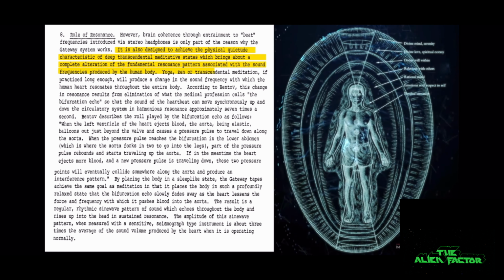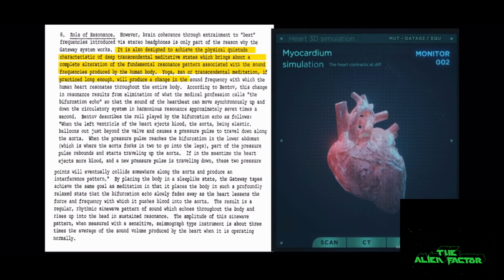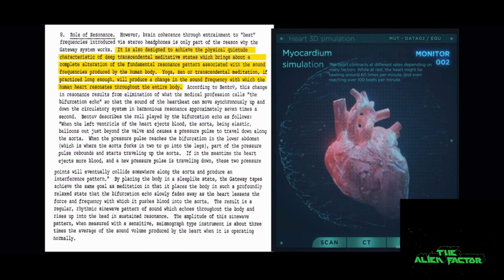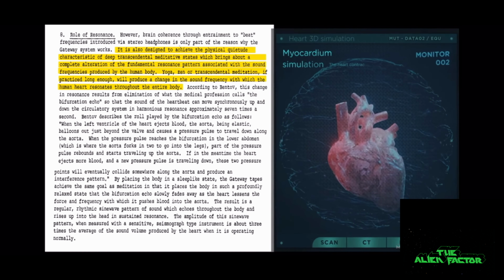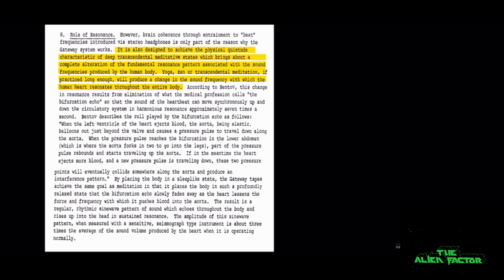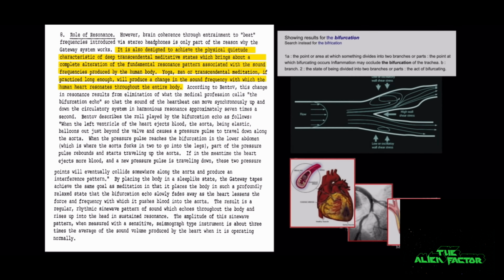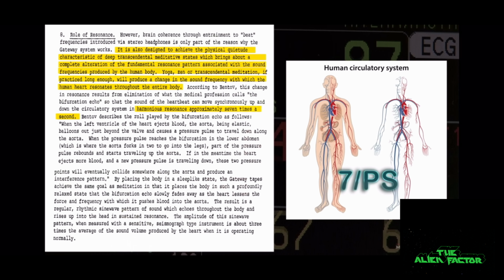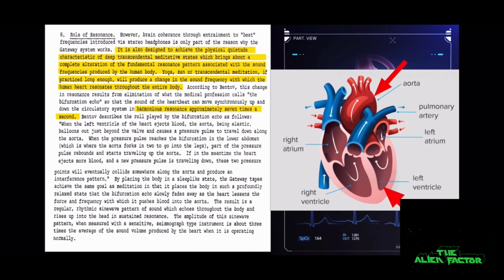Yoga, Zen, or transcendental meditation, if practiced long enough, will produce a change in the sound frequency with which the human heart resonates throughout the entire body. According to Bentov, this change in resonance results from elimination of what the medical profession calls the bifurcation echo, so that the sound of the heartbeat can move synchronously up and down the circulatory system in harmonious resonance, approximately 7 times a second. Bentov describes the role played by the bifurcation echo as follows.